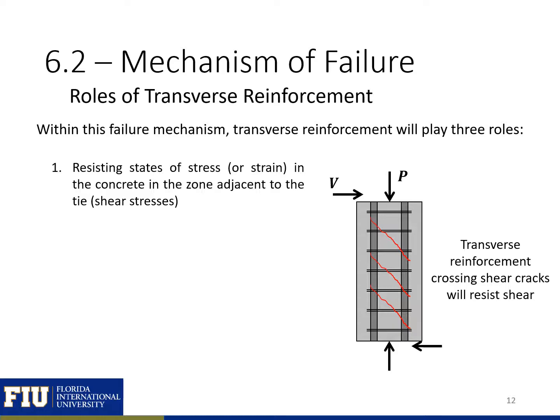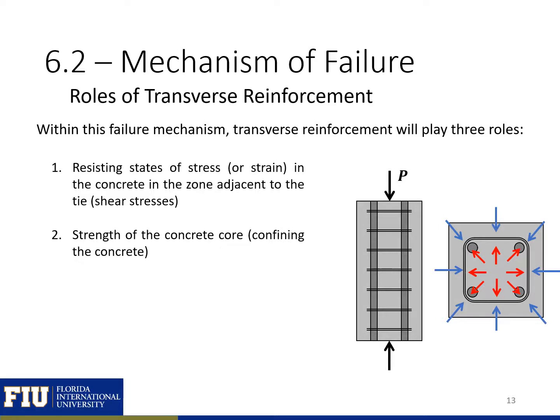Within this failure mechanism, our transverse reinforcement is going to play three roles. First, it's going to resist the state of stress or strain in the concrete in the zone adjacent to the tie. So these are our shear stresses. Any transverse reinforcement that crosses our shear cracks is going to resist these shear stresses. Next, our transverse reinforcement is going to increase the strength of our concrete core. This transverse reinforcement will confine our concrete core if detailed correctly.